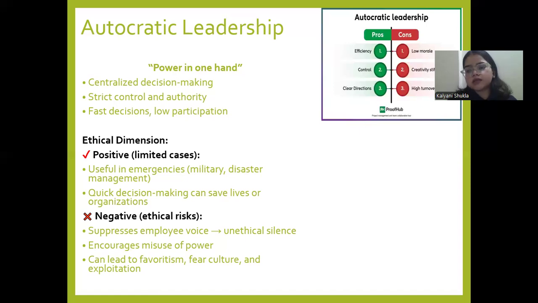If I talk about the negative aspects that can create ethical risk in autocratic leadership, it is because it sometimes suppresses the voice of the masses, people who are working for any purpose. Their voices are curbed, and sometimes this silence can lead to unethical points. Second is misuse of power. If the leader is using this power for some unethical purpose, of course the misuse of power is always there. Thirdly, it can lead to favoritism, a culture of fear, or exploitation. These were the pluses and cons of autocratic leadership.